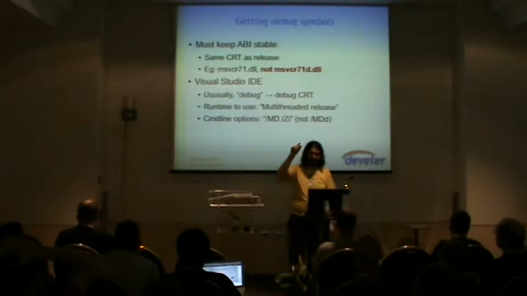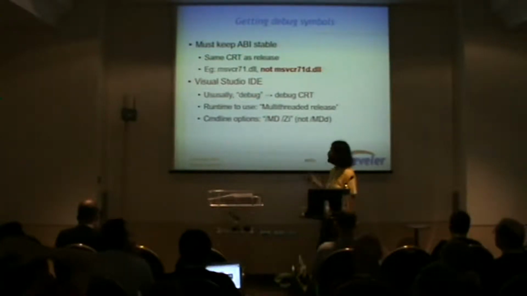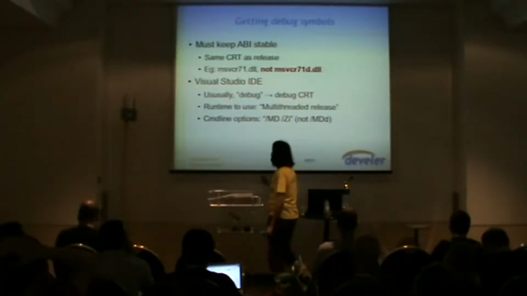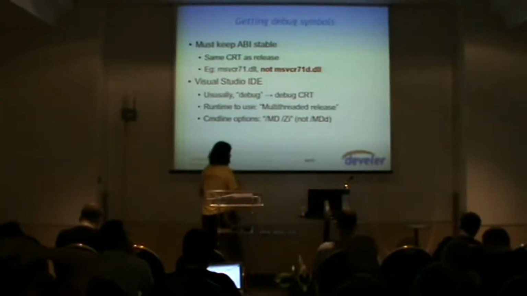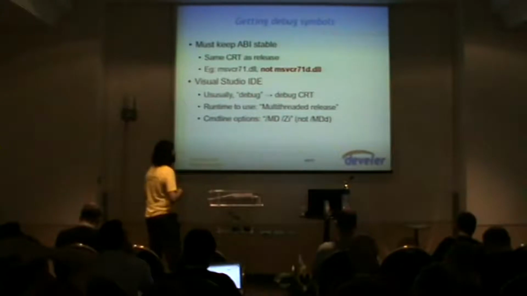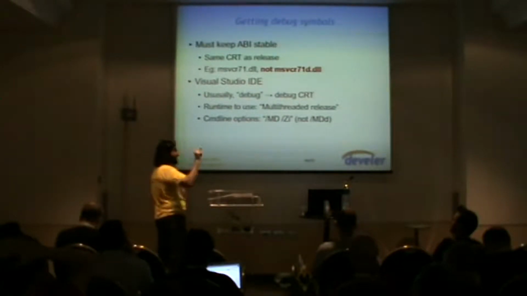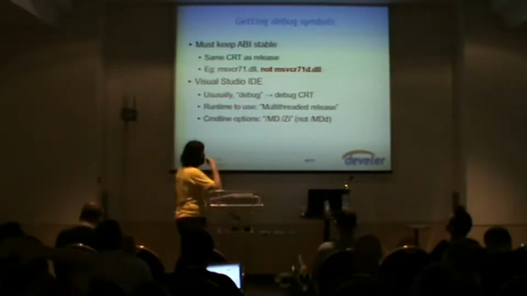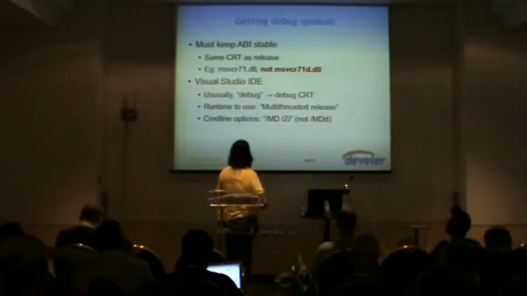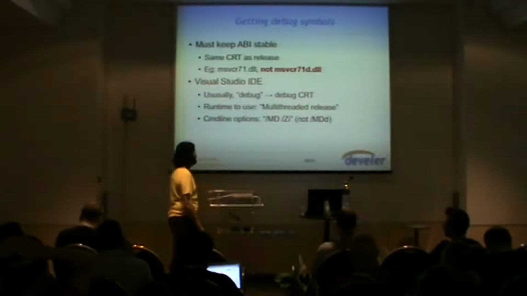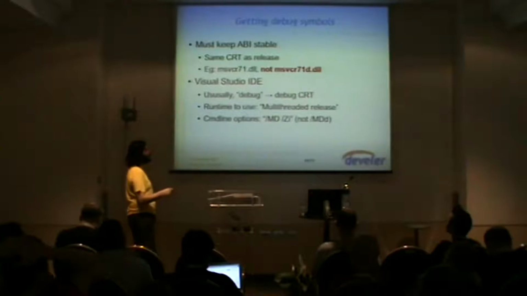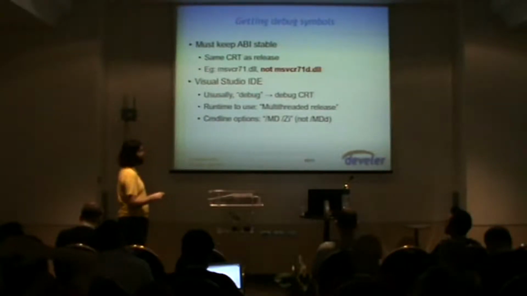And in the debug build, you just need to switch to runtime multi-threaded release. Okay, so you probably have this fancy project made with Visual Studio. You just make sure that the debug target is using multi-threaded release for runtime. This is the command line switch you want to use, which is /MD, which is multi-threaded release.